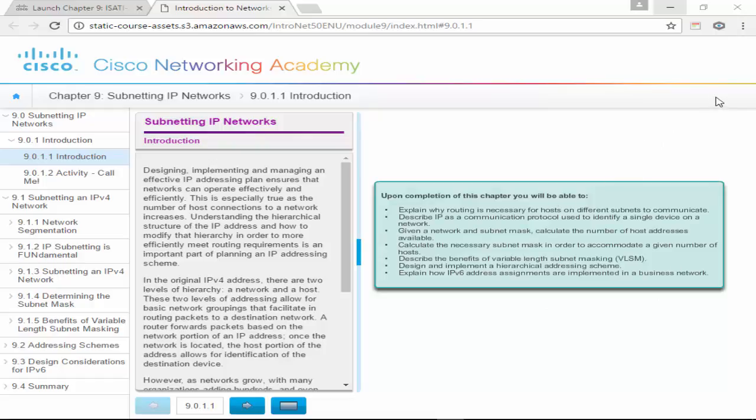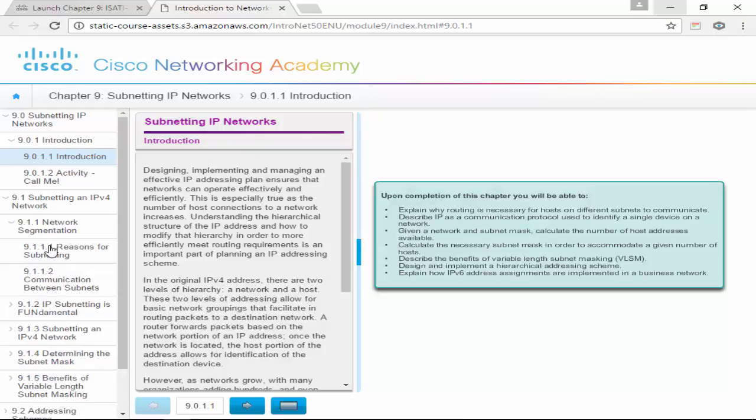Anyways, if you don't, we're going to explain why networks need routing, describe IP communication used to identify a single device on a network, given a network and subnet mask, calculate the number of host addresses, calculate the necessary subnet mask in order to accommodate a given number of hosts, describe the benefits of variable length subnet masking, VLSM, design and implement a hierarchical addressing scheme, explain how IP version 6 address assignments are implemented in a business network. Sounds like a good time to me.